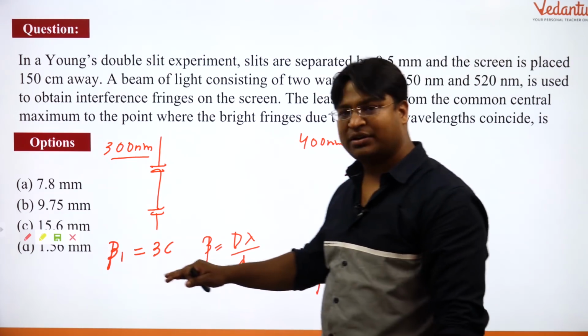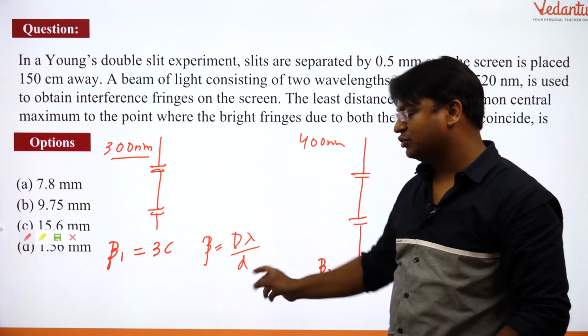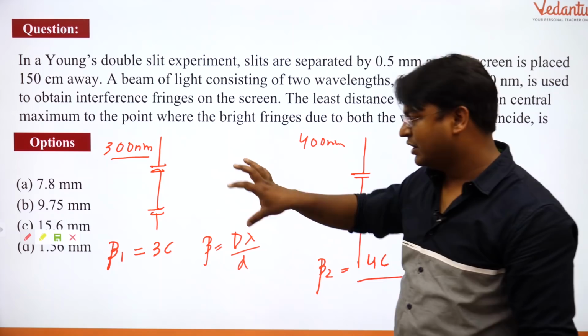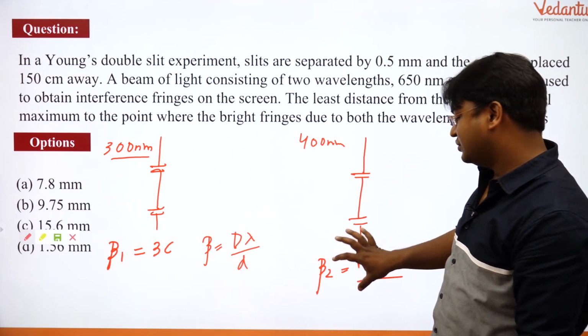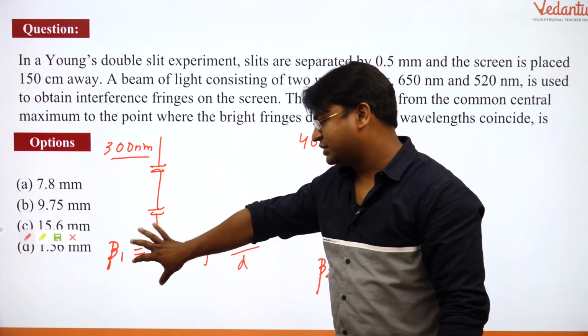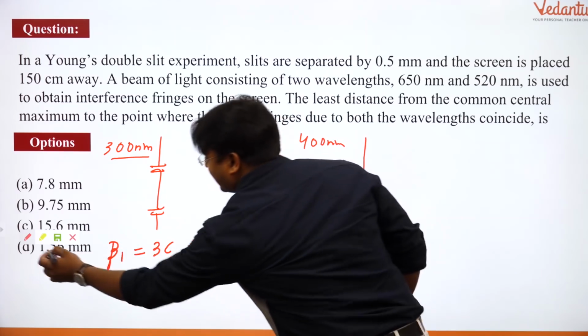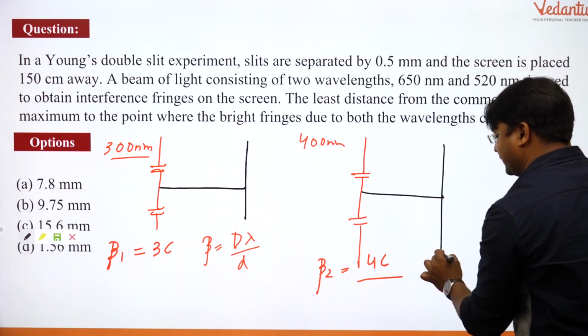Do you agree with that? This is 300 nanometer, this is 400 nanometer. We substitute 300 here and do some calculations. If we take out the 3 and represent the rest of the numbers as C, the same thing we can do here also. So this is 3C, this is 4C. Let's say this is the screen for this setup, and this is the screen for the other setup.